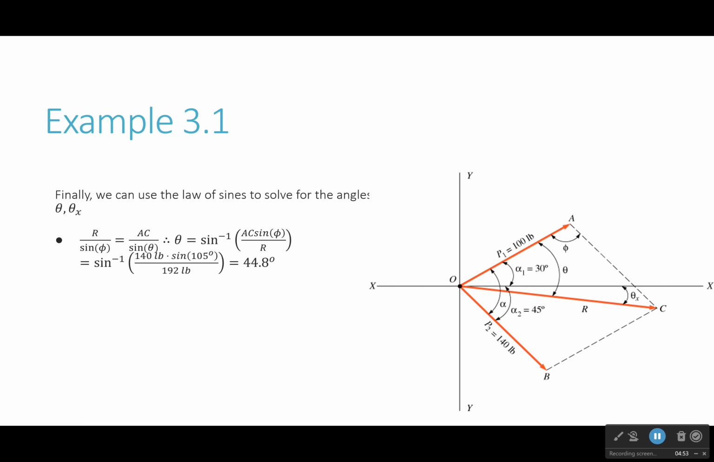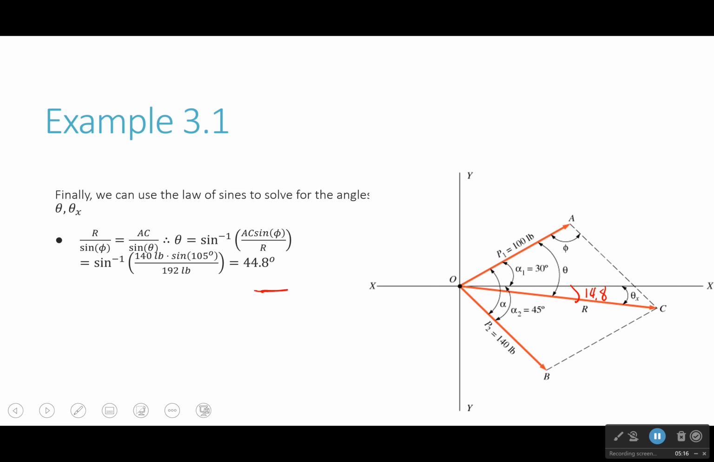And so I find, okay, well that looks pretty nice there. That's for the side AC, and that would be 44.8 degrees. And so in this one, at least, I did it from the opposite side. So 44.8 minus 30 is 14.8 degrees. So that is 14.8 degrees. So we know the length now, this is 192. We know the angle.